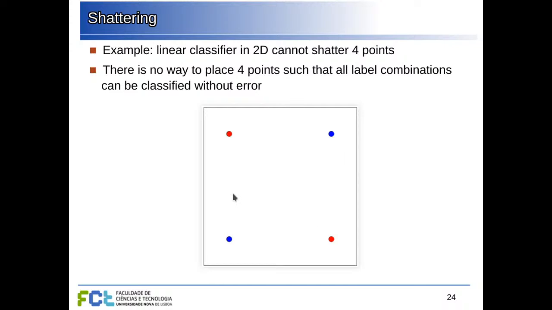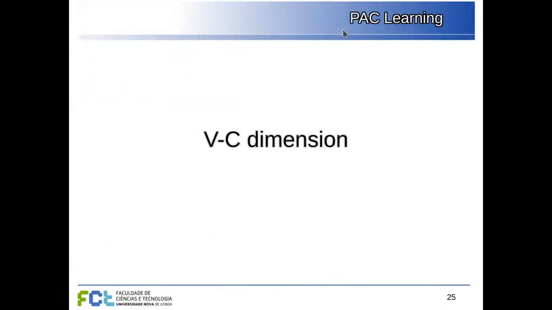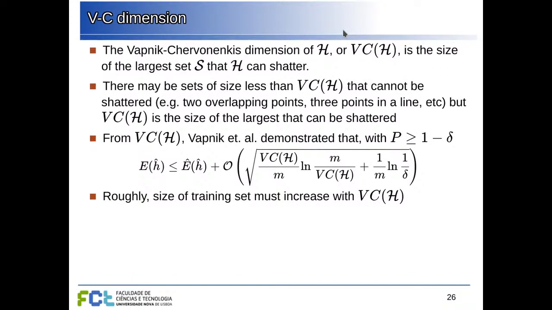There are combinations that you can divide. For example, if these two are red and these two are blue, then you can draw the line here. But there are some label combinations, if you have 4 points, that cannot be separated without error with a linear classifier. And there is no way you can place the 4 points that would allow that. So this gives us this notion of the Vapnik-Chervonenkis dimension.